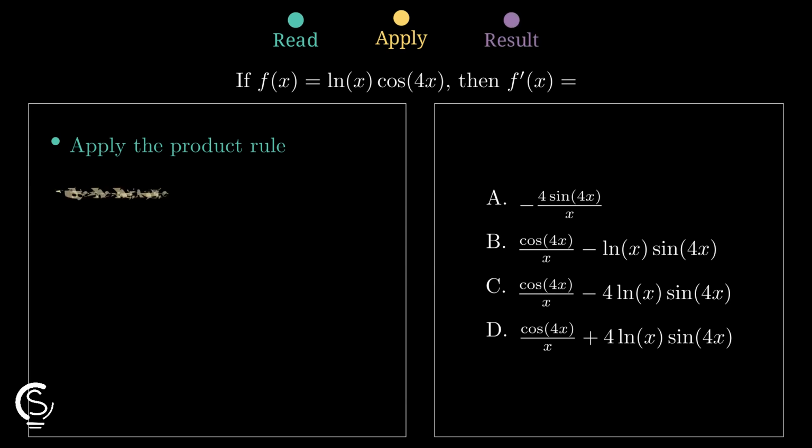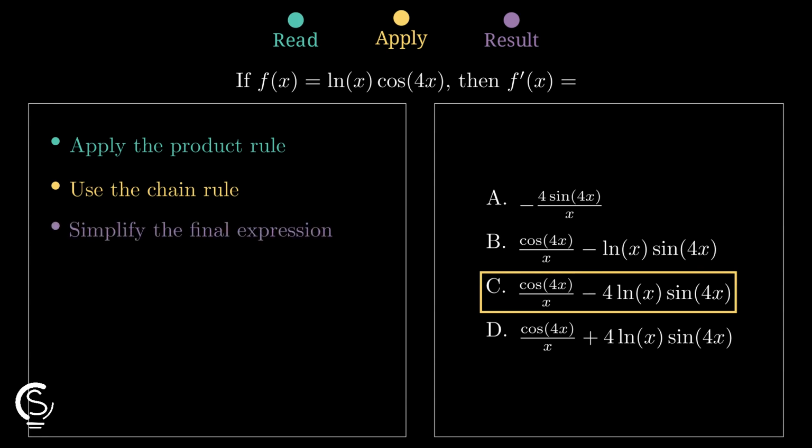Combine both terms to get cos 4x over x minus 4 ln x sine 4x. This matches option C.